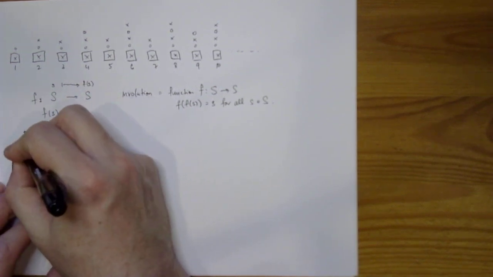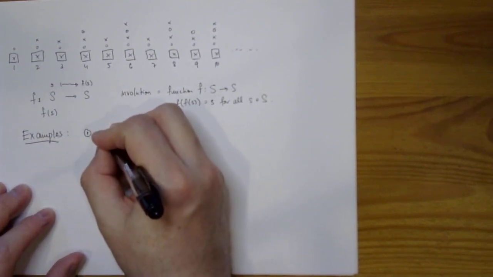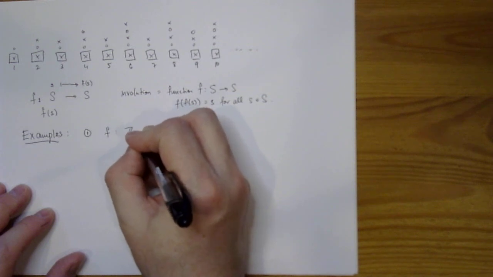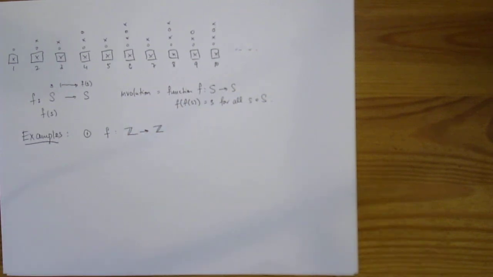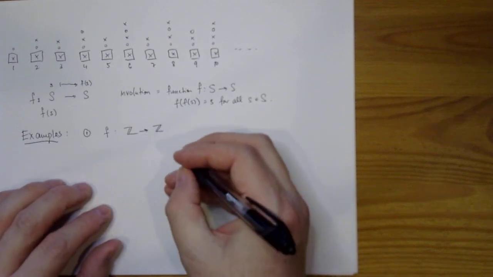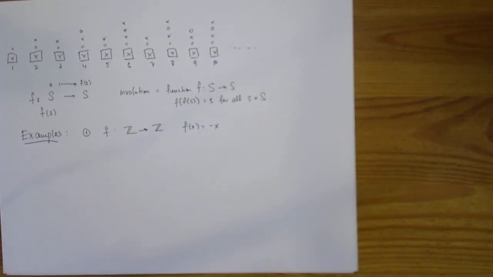So let's consider the function f from the integers to the integers. For various reasons, the set of integers is denoted by this weird-looking Z, which stands for Zahlen, the German word for number. And let's define f of x to be negative x. This is a rule that tells you, if I have an integer here, what happens to it? It goes to its negative.